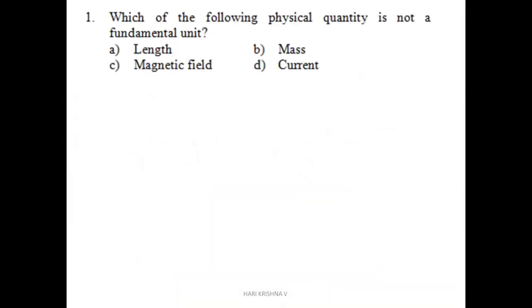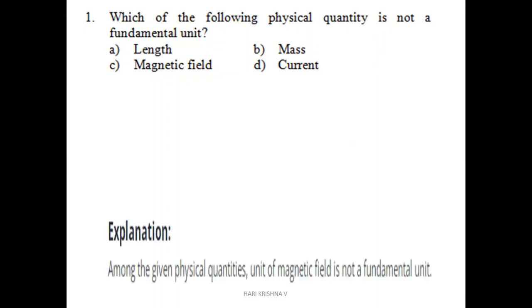The first question: which of the following physical quantities is not a fundamental unit? Seeing the question itself, you people can answer that length, mass, current are fundamental units, but magnetic field is not a fundamental unit. It is a derived unit. So option C is correct. Clear? So next we move on to the second question.